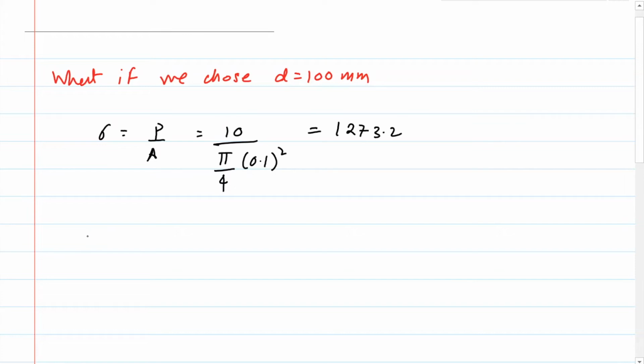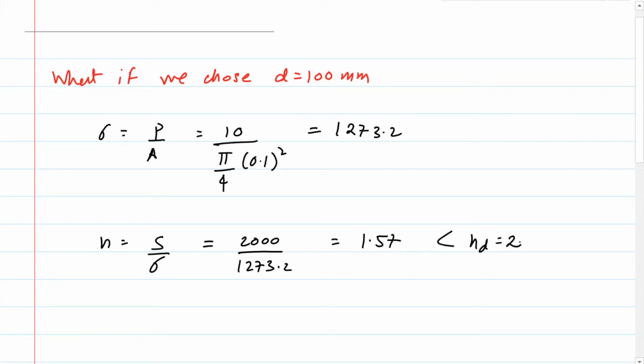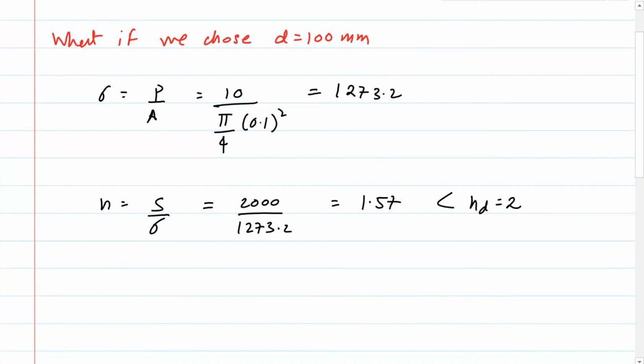Okay, so let's now compute the factor of safety. That is, sorry, it's N, it's S divided by sigma. So we have 2000 divided by 1273.2. If you do that calculation, you should get 1.57, which is less than N_d, which is 2. So now you've not achieved your objective of designing whatever you're designing with the specification mentioned. So always choose the higher diameter, never the lower diameter.